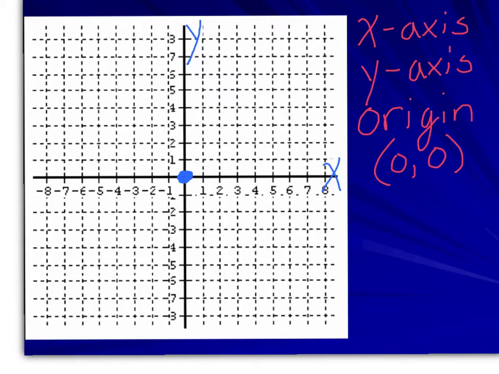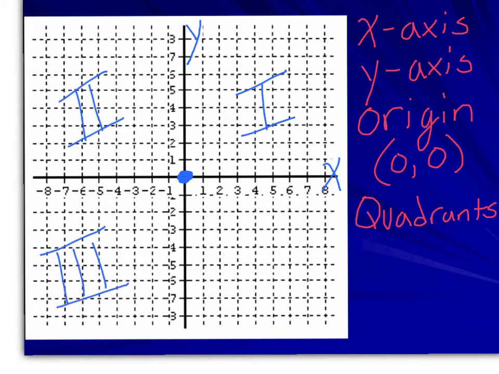The final feature of the coordinate plane that we need to review are the quadrants. And the quadrants are the 4 different parts of the graph. 1, 2, 3, 4. X-axis is here, y-axis is here. So that breaks the graph up into 4 different sections. And those sections have special names. This is quadrant 1, this is quadrant 2, this is quadrant 3, and this is quadrant 4.